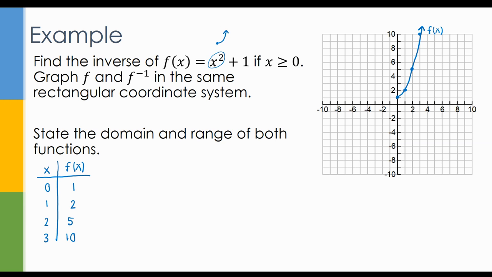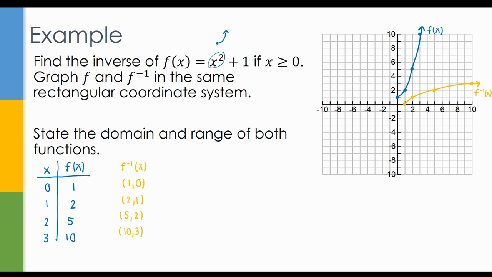Now I can take the table that I just created, and I know that my inverse function is just going to be flipping those ordered pairs around. So it's going to be 1, 0, and 2, 1, and 5, 2, and 10, 3. So I don't have to do any extra calculations. Once I know what the ordered pairs are, just flip them around. So 1, 0, 2, 1, 5, 2, and 10, 3. That's this right here. There is my inverse function.